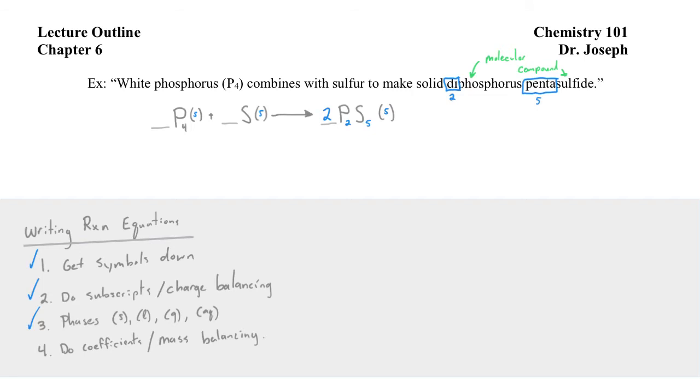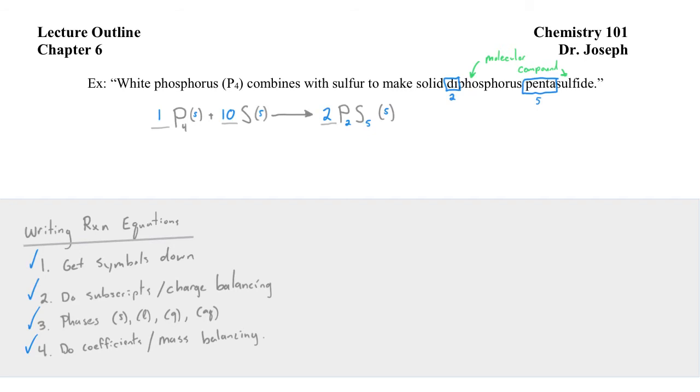So how do I do that? Well, that's right, I put a 10 here. I have a 10 in front of sulfur, and now sulfur and phosphorus are both balanced. I'm going to put the 1 in here, even though it's not necessary, just to fill in that space there. I don't like empty spaces. So there we go. We have now done coefficients and mass balancing, and this reaction is complete. So if you got that one right, great job.